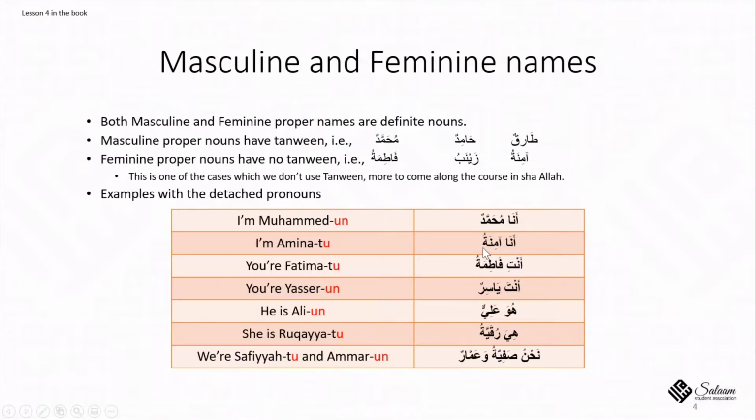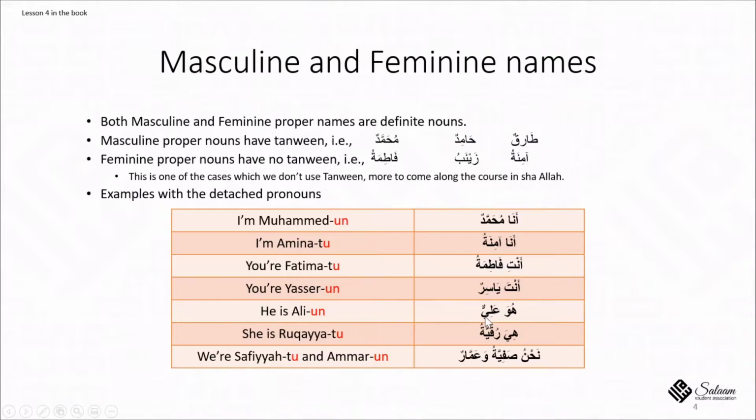Ana Aminatu. I will not say Aminatun because it's a feminine name. Anti Fatimatu. Anti is "you" for a feminine name. Fatimatu. We don't say tanween here. Anta Yasirun. Anta is "you" for a masculine name. Huwa and hiya are for a masculine and feminine singular.